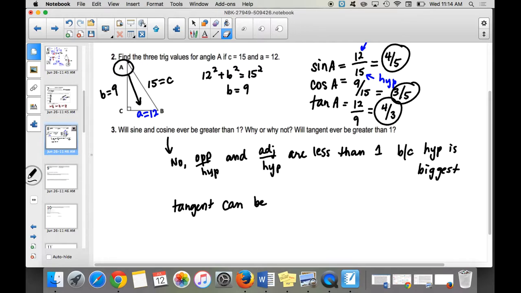Not greater than or equal to, just greater than 1. So tangent can be greater than 1. All right, so let's do some problems here.